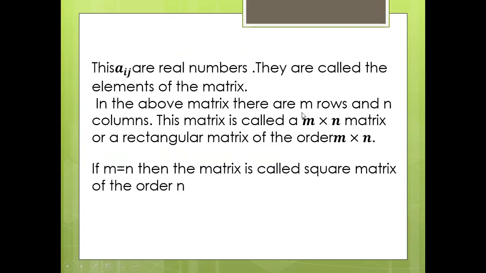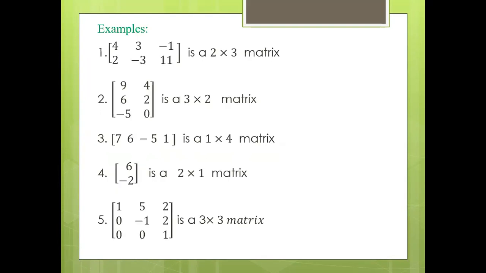In the above matrix, there are m rows and n columns. This matrix is called an m cross n matrix or a rectangular matrix of order m cross n. If m equal to n, then the matrix is called a square matrix of order n. These are some examples of matrix.